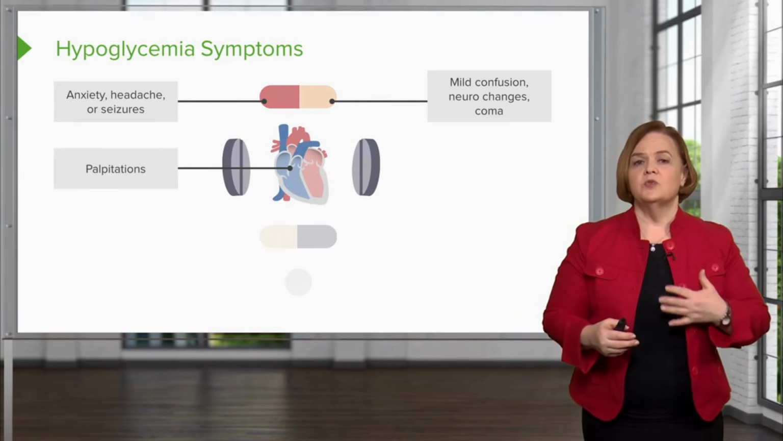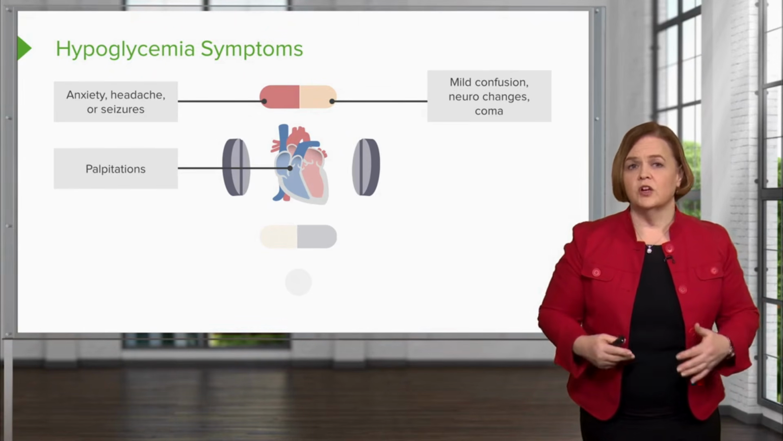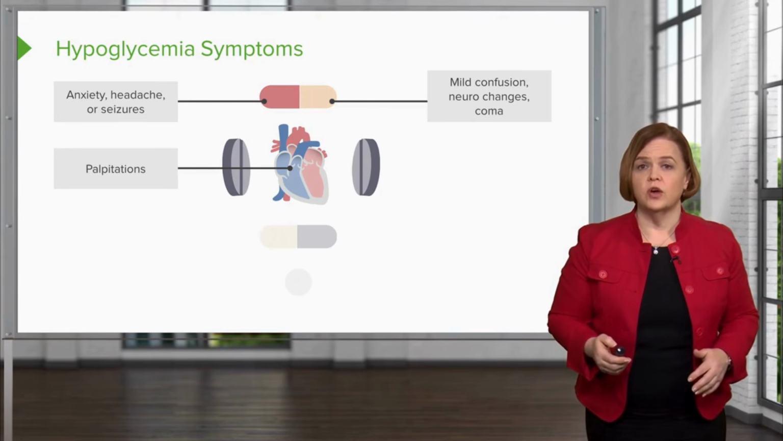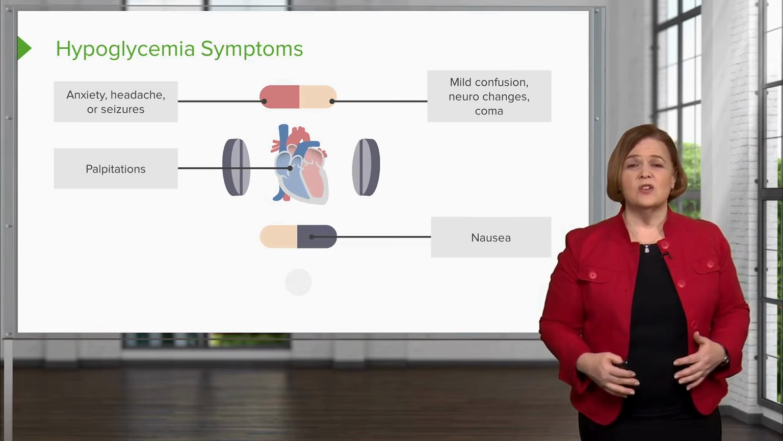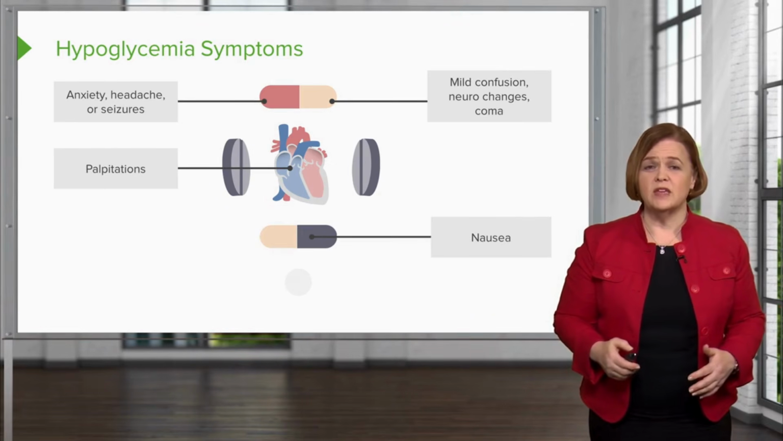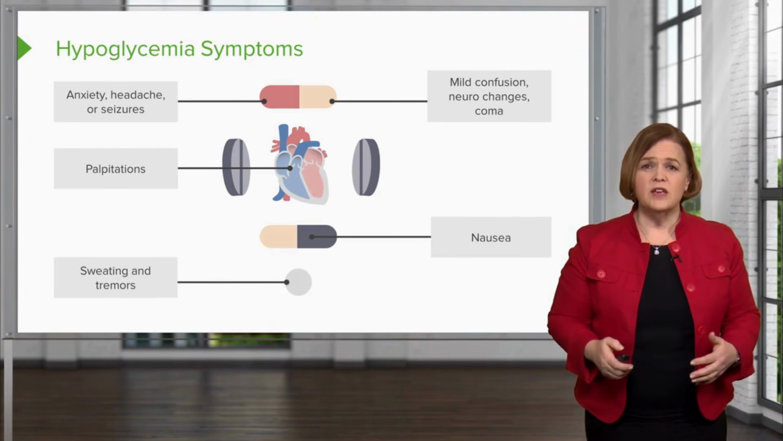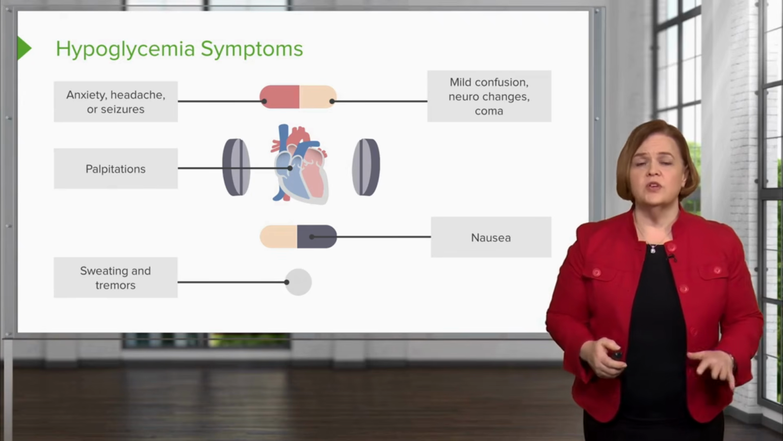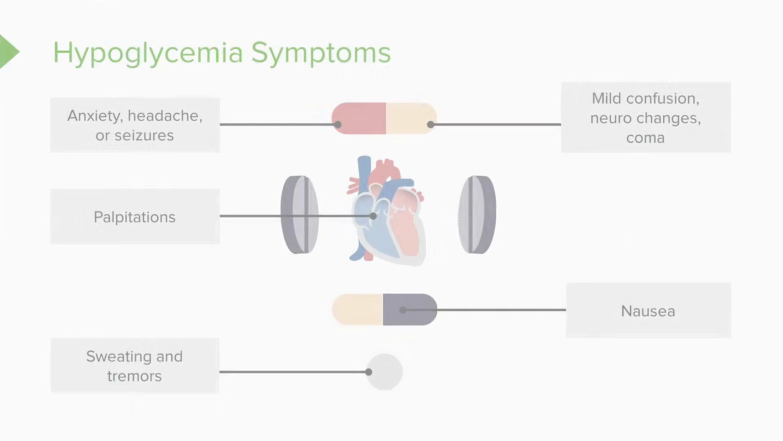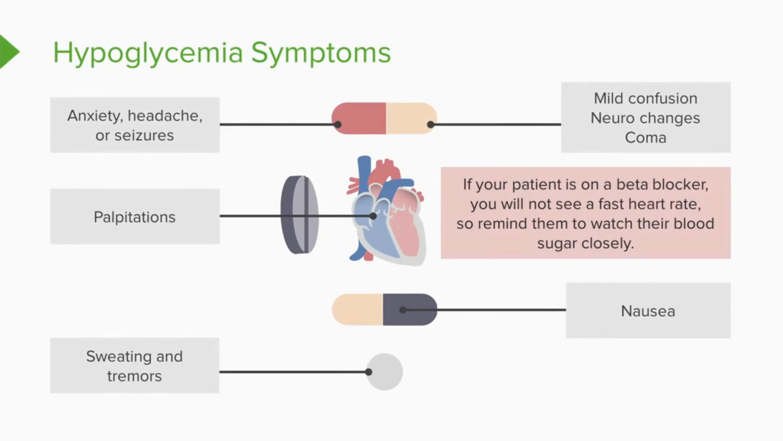Now their heart might start racing. That's because their body's response is to try to hit that sympathetic nervous system to raise that blood sugar by kicking out stored glucose. They're going to feel nauseated or sick to their stomach, really pretty weak, sweaty and tremory. So those are the signs you're looking for with low blood sugar. Just a special note, if your patient's on a medication like a beta blocker, you're not going to see that fast heart rate, okay? So you want to remind them to watch their blood sugar really closely.